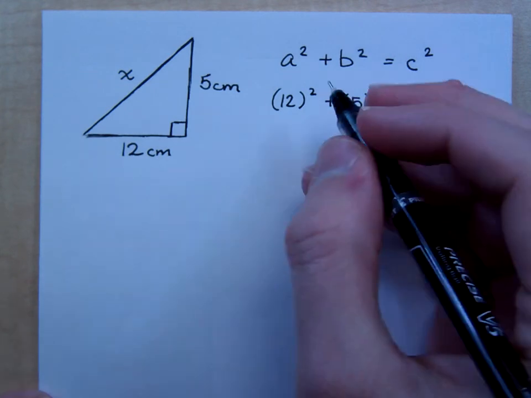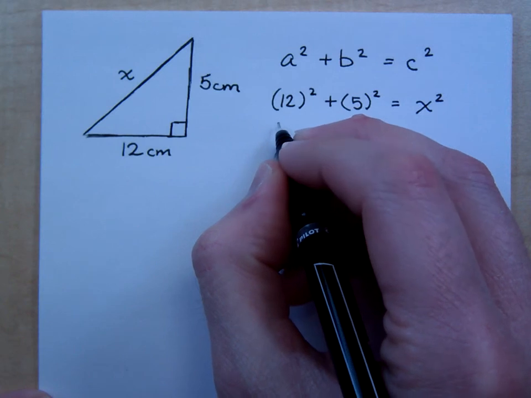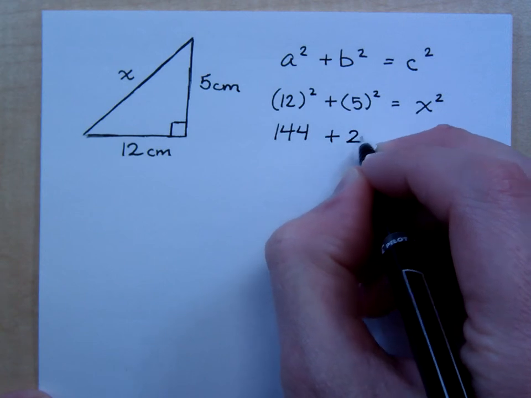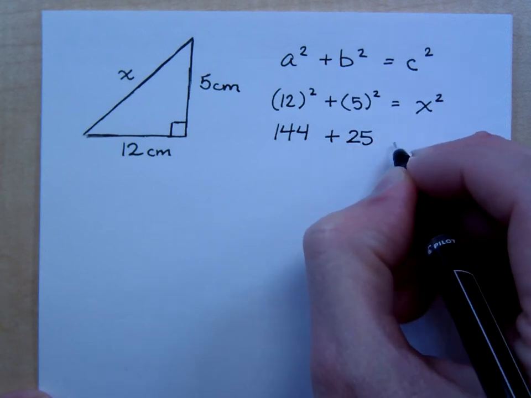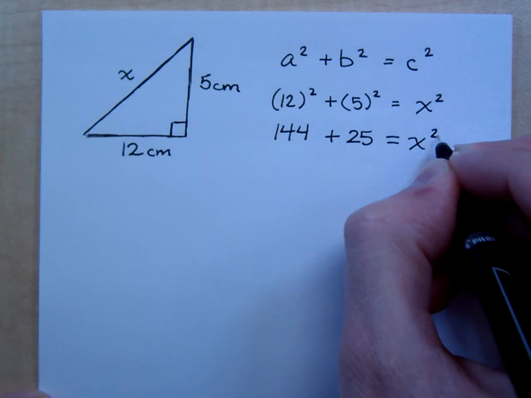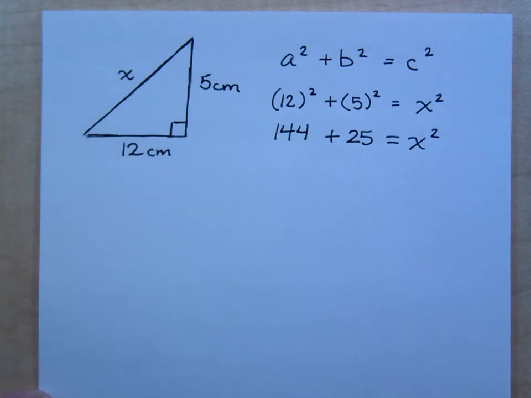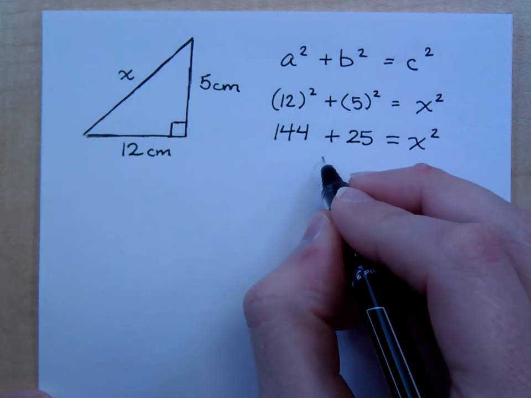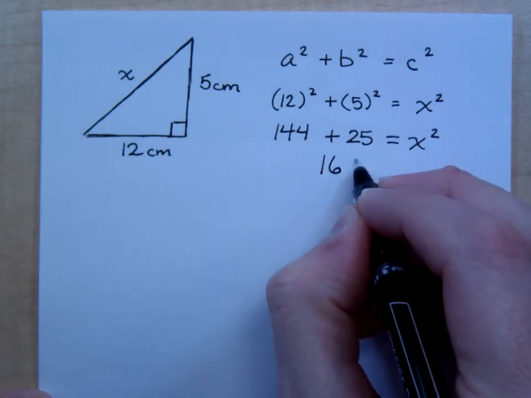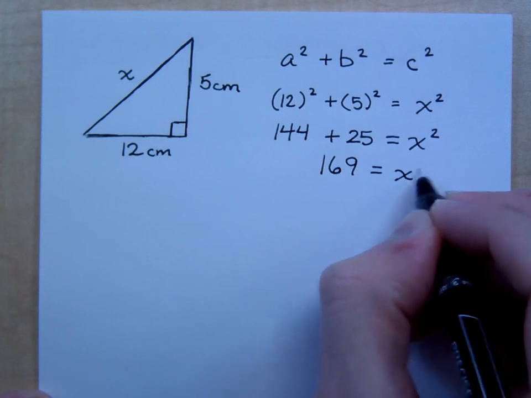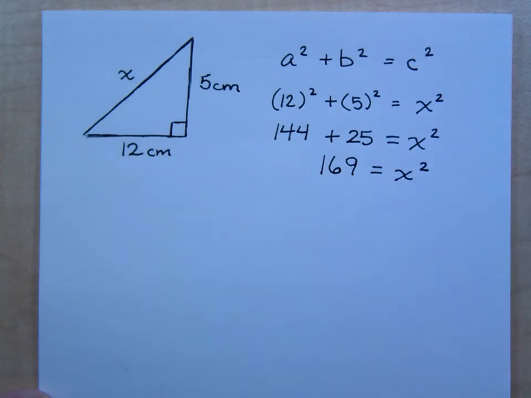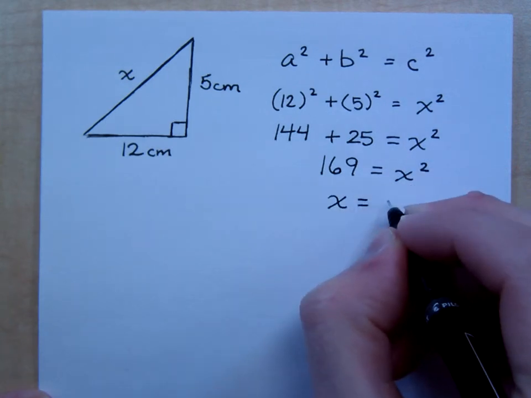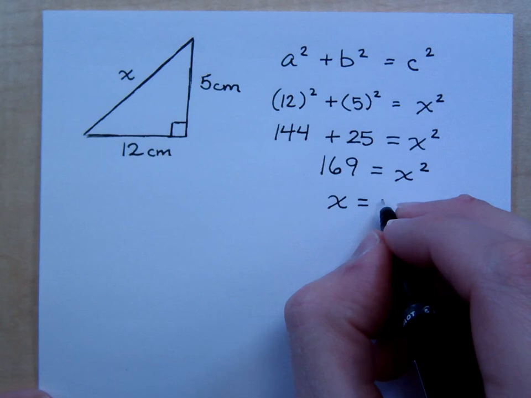So what's 12 squared? That'd be a good quiz question, right? Plus 5 squared, which is 25. So what is this? But see, that's x squared. What is just x, though? When I do the square root, what do you get? You get 13.